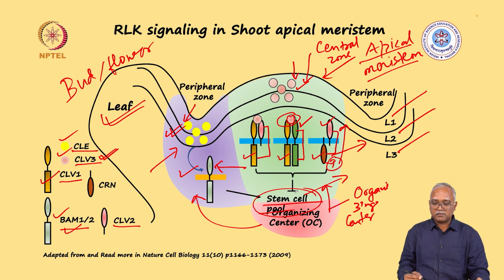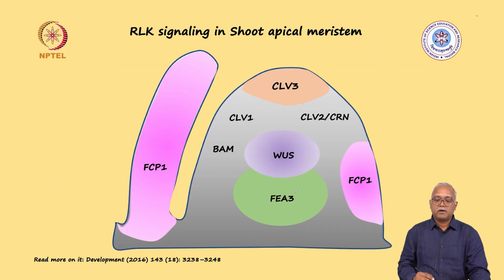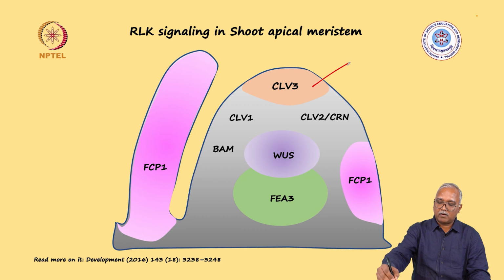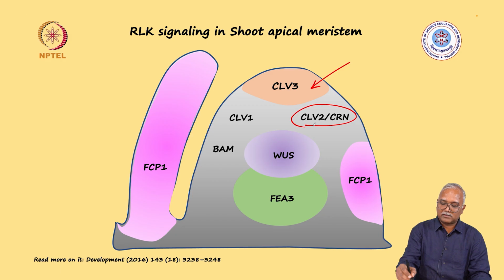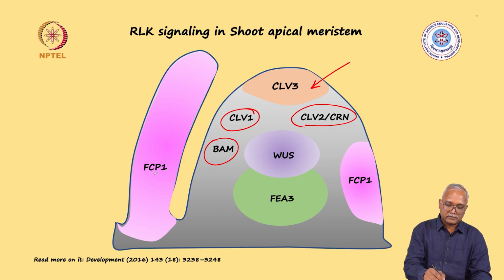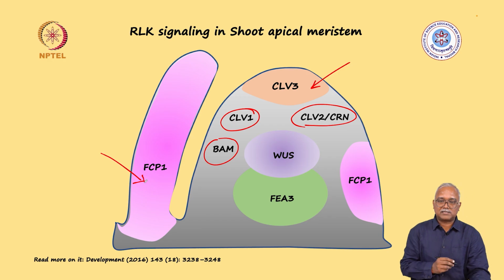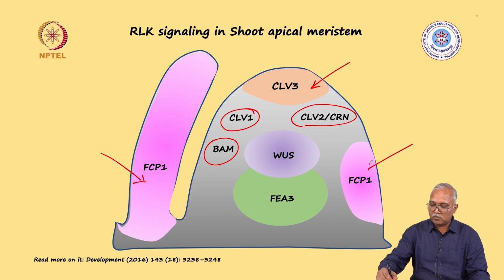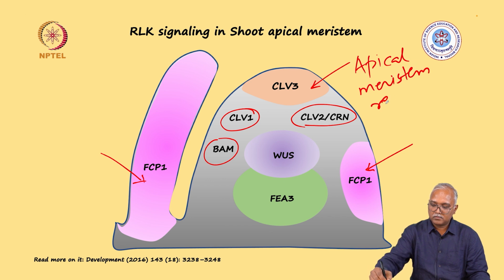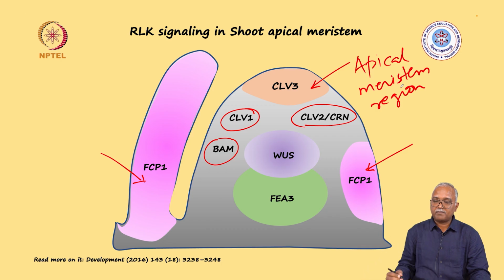So this apical meristem region which is being organized is by virtue of different molecules which are part of the receptor-like kinase signaling. We saw these molecules in the previous slide. These are different zones where expression is happening. Further analysis has suggested that there are distinct domains within this apical meristem region, which is important for maintenance of shoot apical meristem.